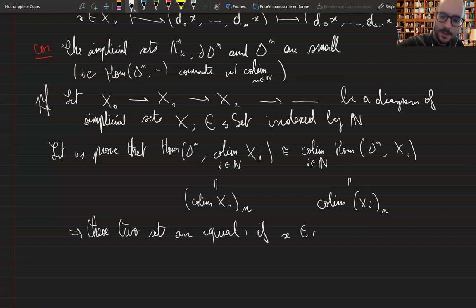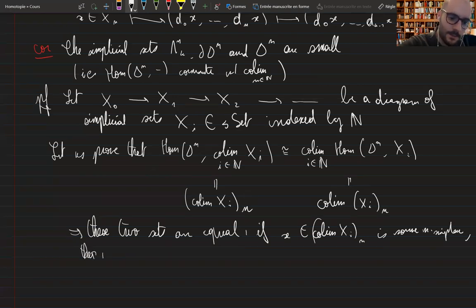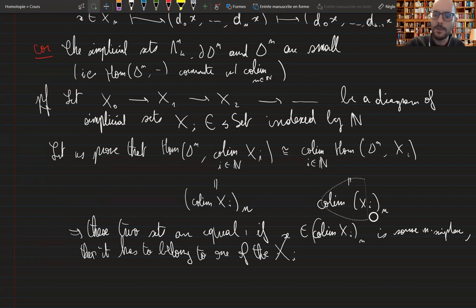If x in the colimit of xi is some n simplex, then it belongs, essentially, to the colimit. What is it? It's some kind of increasing union. So if you have one simplex, it's in some big union, it has to be in one of the things in the union. So it has to belong to one of the xi. So it comes from the colimit of the xi's n simplices.